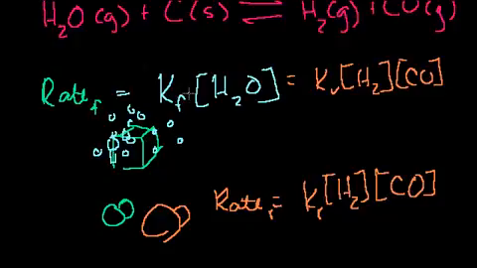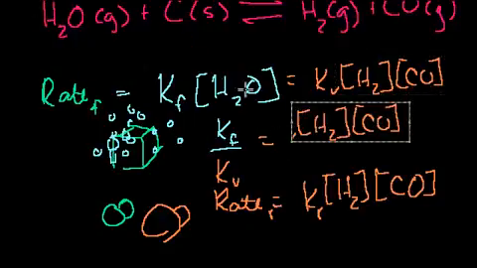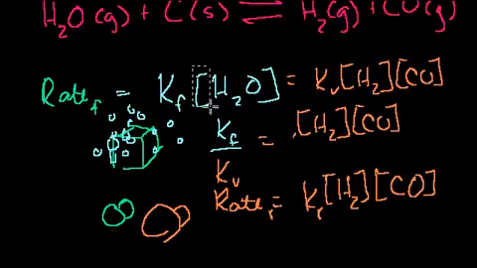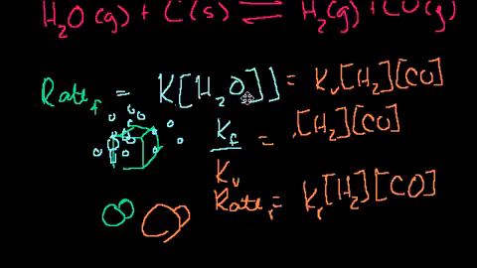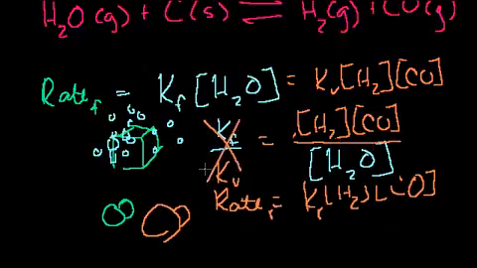Divide both sides by the k's, and both sides by the H2O concentration, and you get the forward constant divided by the reverse constant equal to the concentration of H2 times the concentration of CO2, divided by the concentration of H2O. And if we call this the equilibrium constant, because it's just two arbitrary constants, you see that it actually makes a lot of sense to ignore the solid state in your equilibrium expression.